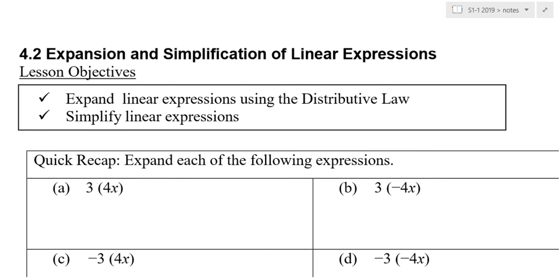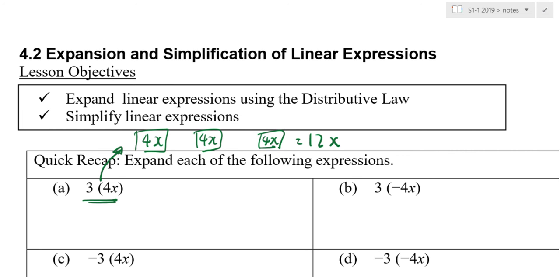Now, 3 times 4x. This actually means I have 4x, and how many groups of them? 3. So if I have 3 groups of 4x, how many x do I have? 4 and 4 and 4, how many? 12x. But that is too slow. If every question I have to start drawing boxes, I'm in trouble.